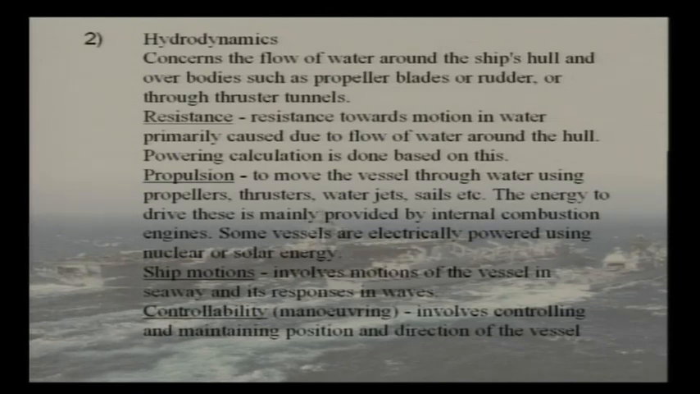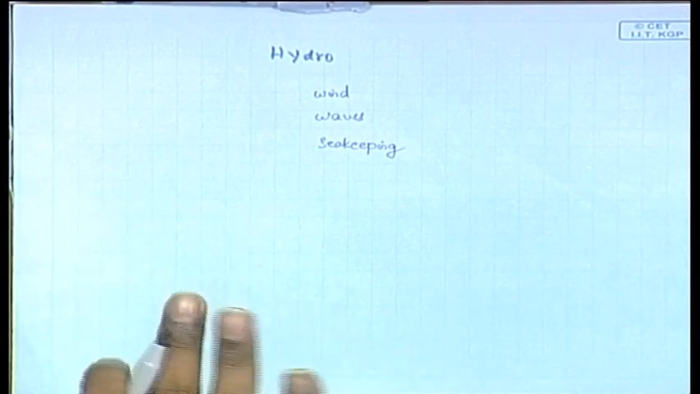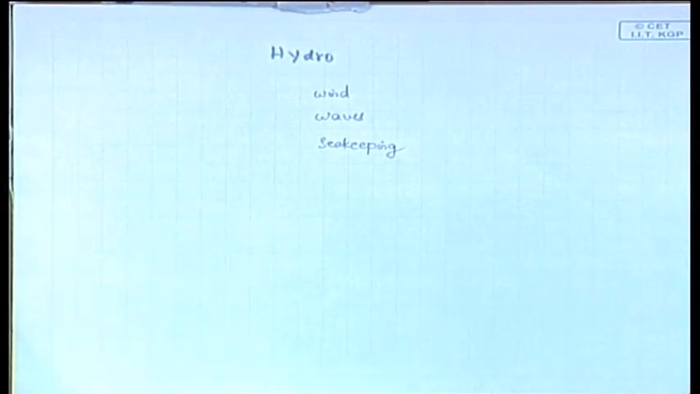Then the third part which we deal with in marine hydrodynamics is ship motions. The word used in naval architecture is seakeeping. That is a word used for this particular concept of ship motions. It means that when a wave comes and hits the ship, what happens to the ship and how does the ship come back to its original position. The study of all those is dealing with seakeeping.